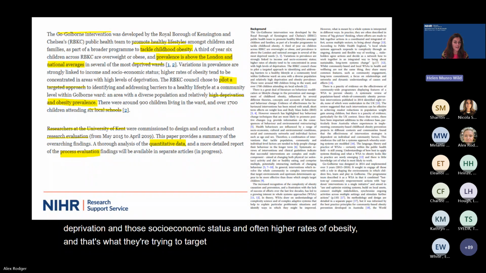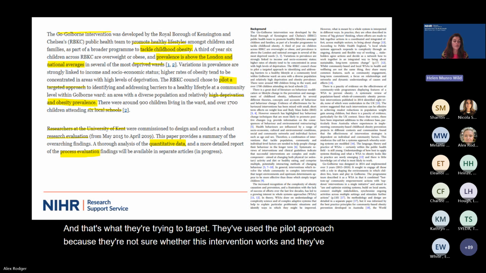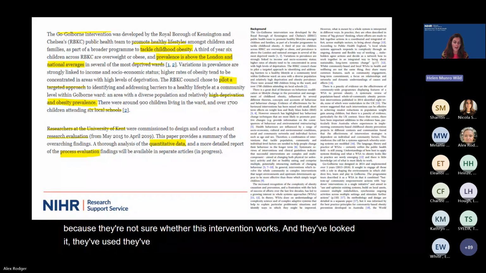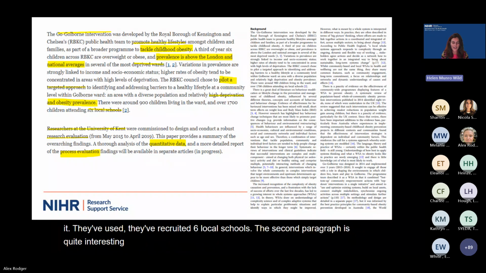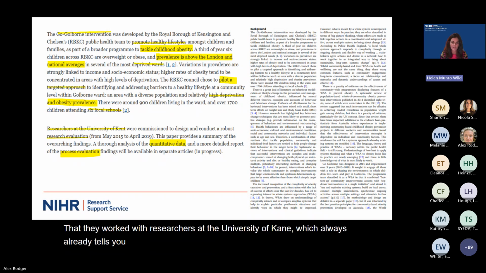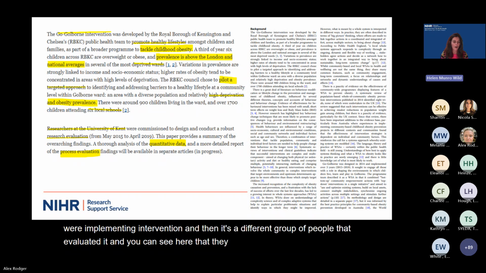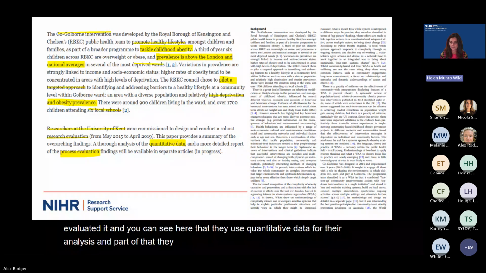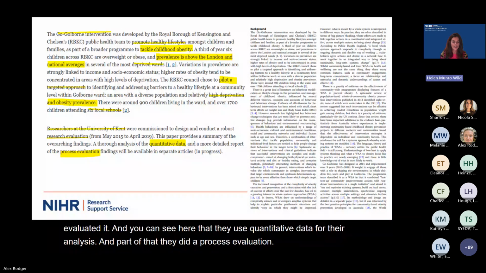They've used the pilot approach because they're not sure whether this intervention works, and they've recruited 6 local schools. The second paragraph is quite interesting because it tells you the approach they took to evaluating the intervention. Importantly, you can see that they worked with researchers at the University of Kent, which already tells you there was some level of independence between the people who were implementing the intervention and the different group of people that evaluated it. They used quantitative data for their analysis, and as part of that they did a process evaluation.